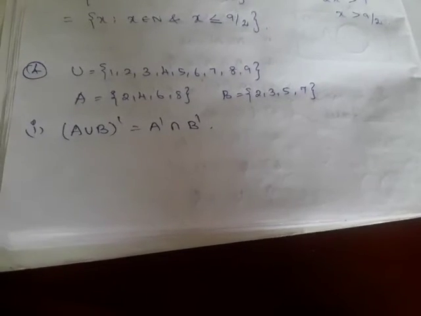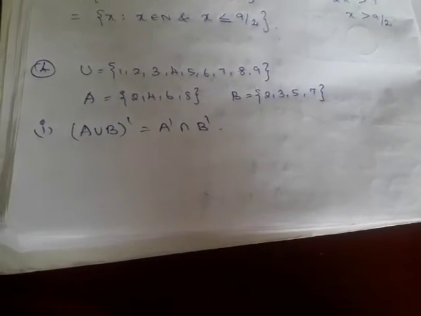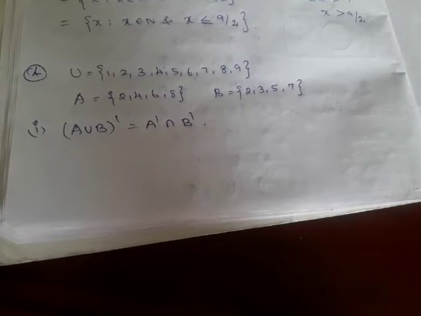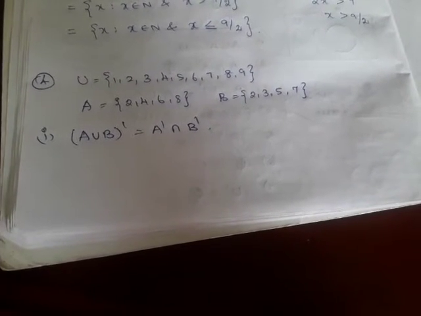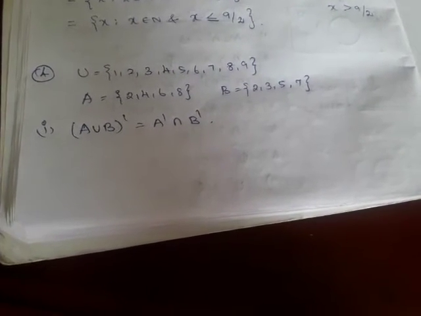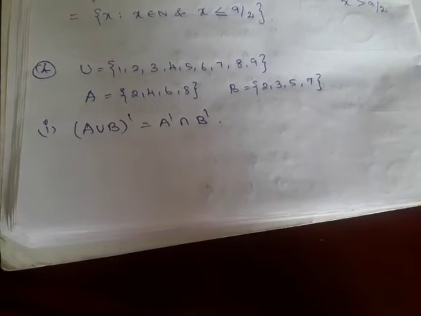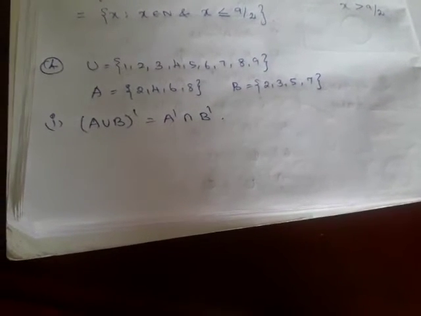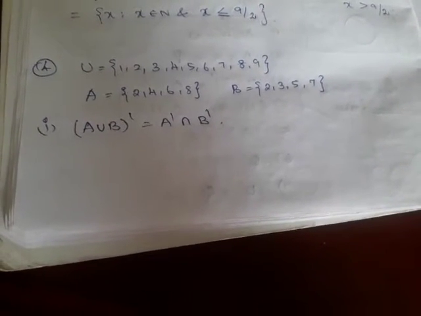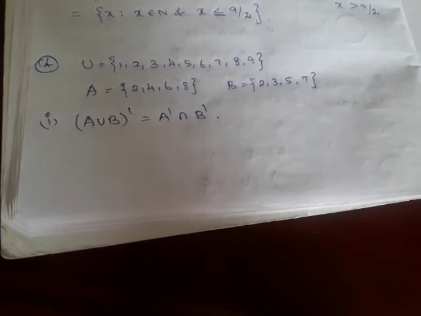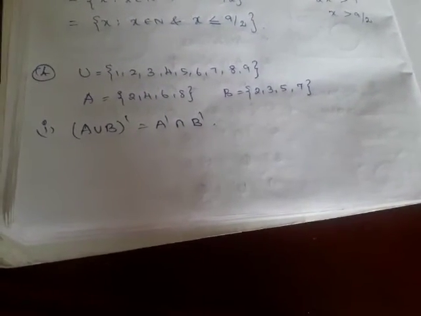So next question. They have given you numbers 1 to 9, and the elements of set A and set B. They asked you to verify (A union B)' is equal to A' intersection B'. What law is this? This is De Morgan's law, right? So they asked you to verify De Morgan's law numerically. Numerically verifying is easy only. First take the left hand side, find one by one, and then take the right hand side, find one by one and check whether both are equal or not.